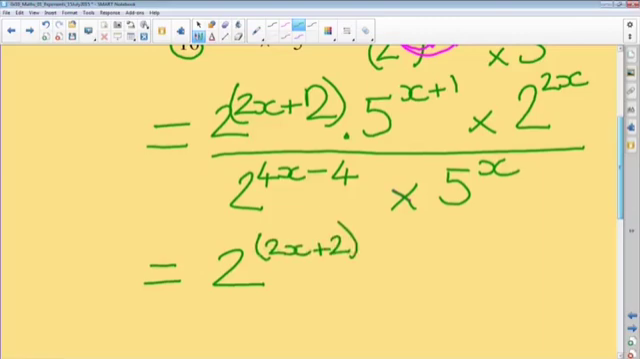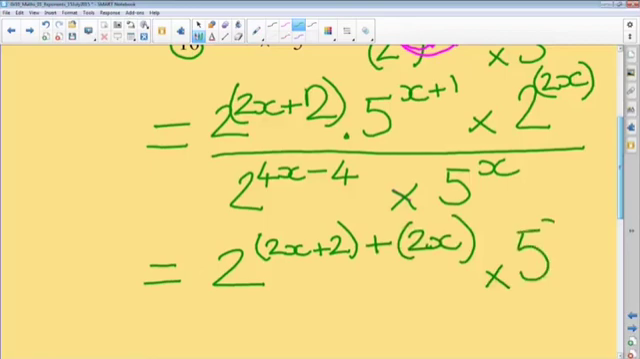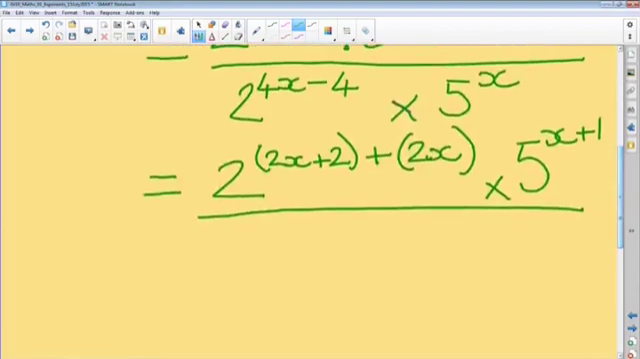And then I've also got 2 to the power of 2x. So I'm going to add that 2x, and then I will multiply by 5 to the power of x plus 1. And that's all over, and let's move down a little bit. That's all over 2 to the power of 4x minus 4 and 5 to the power of x.